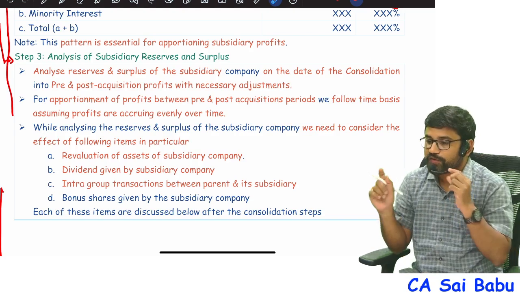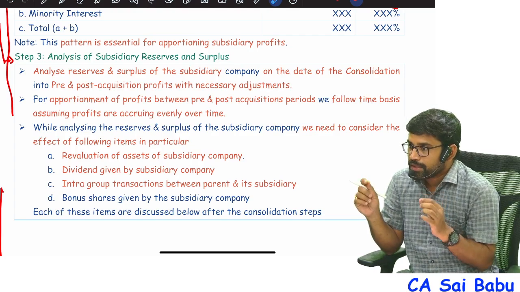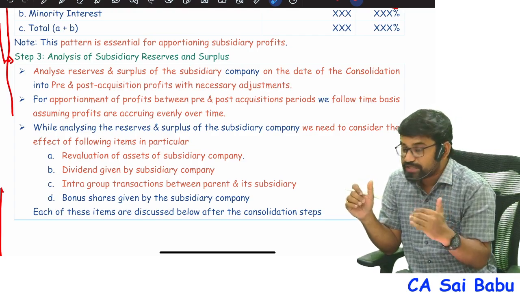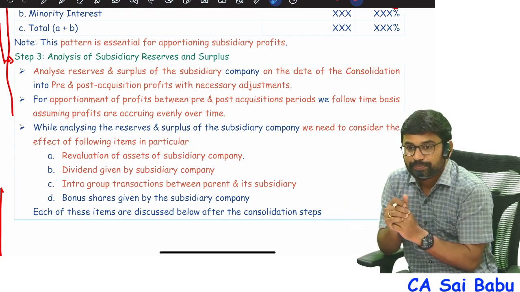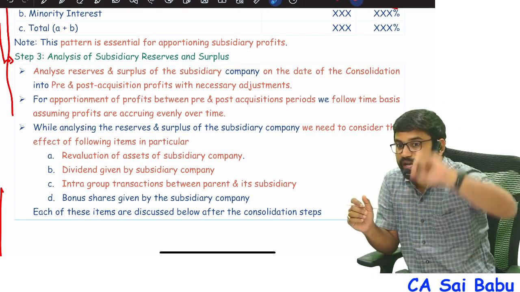So tell me, what are we discussing? Consolidation procedure. Which consolidation, balance sheet or P&L? Balance sheet. Tell me the first step. Date of acquisition. Why is date of acquisition necessary?